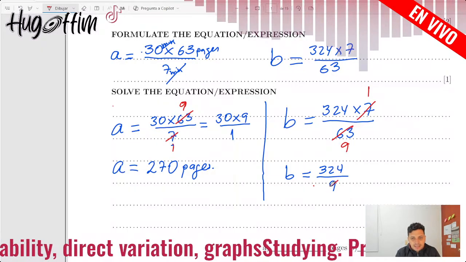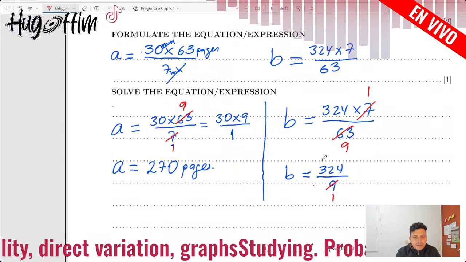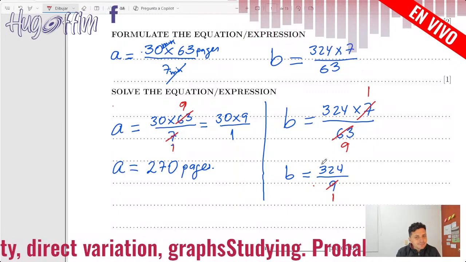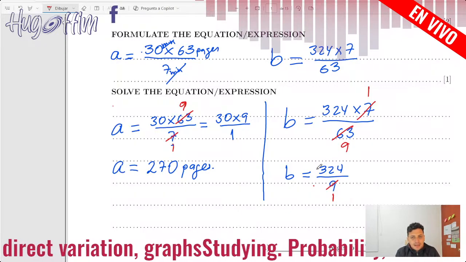I'm going to divide by 9, so this is going to be 1. And now I'm going to divide this whole number by 9. 3 is not divisible by 9. So I'm not going to divide 3 by 9. It's going to be 0. I'm going to move to the next.